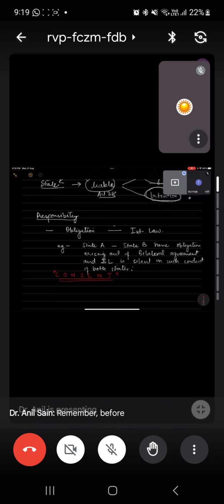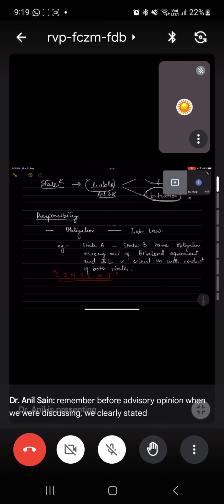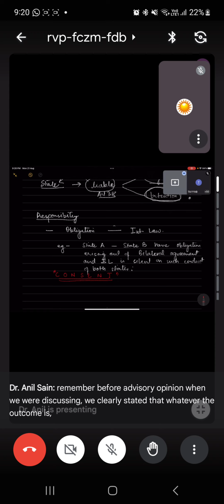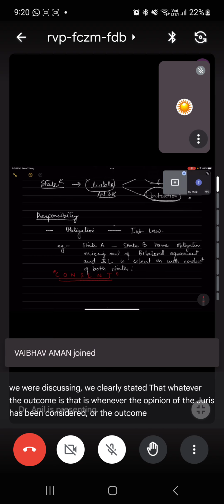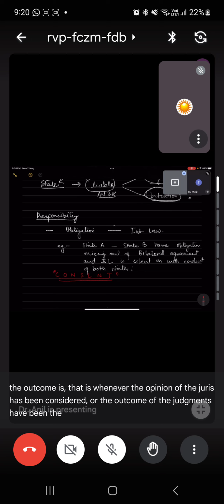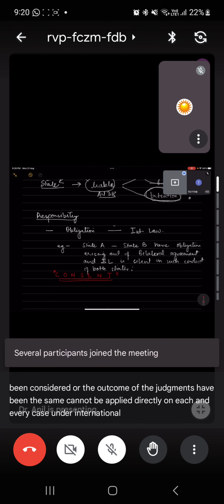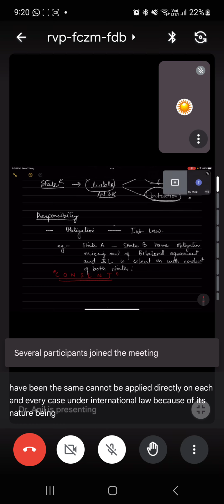Remember, before the advisory opinion, when we were discussing, we clearly stated that whenever the opinion of the jurist has been considered or the outcome of judgments has been considered, the same cannot be applied directly on each and every case under international law because of its nature being horizontal.